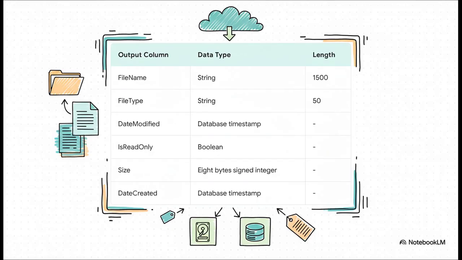And that second step, defining the output, is so important. Before you even think about writing a single line of code, you get to design your table structure from the ground up. You're basically telling SSIS, hey, I'm about to invent some data out of thin air, and this is exactly what it's going to look like. We're talking file name, file type, date modified, the whole shebang.